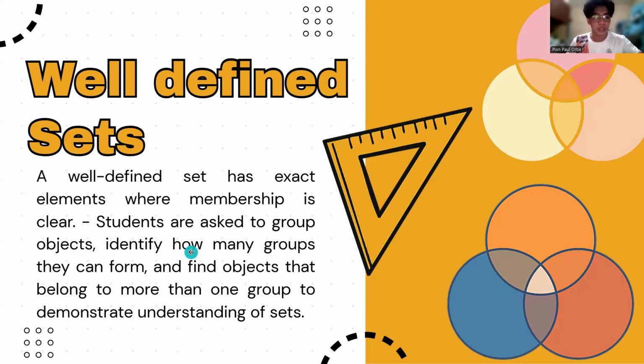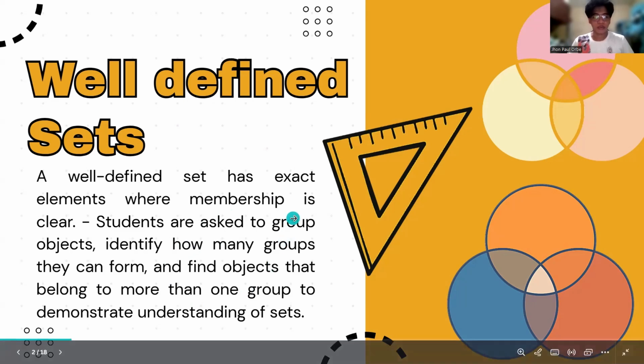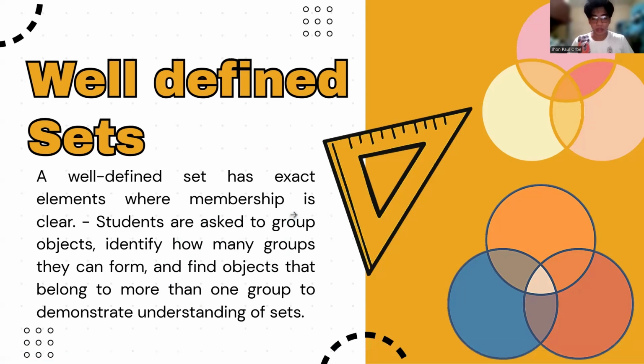However, for example, the set of beautiful colors. This is not a well-defined set because we cannot identify the colors which are beautiful because it is very subjective.